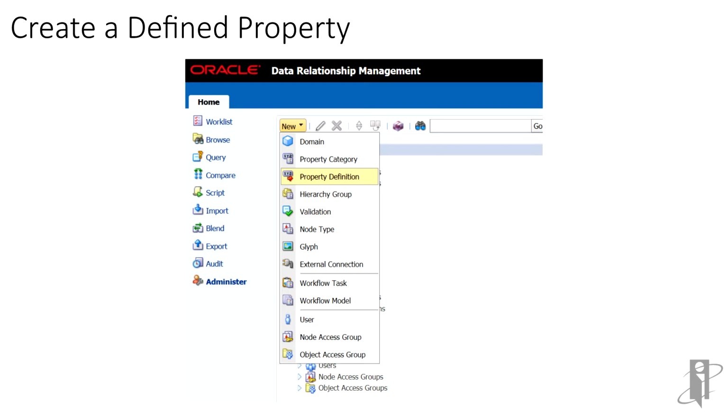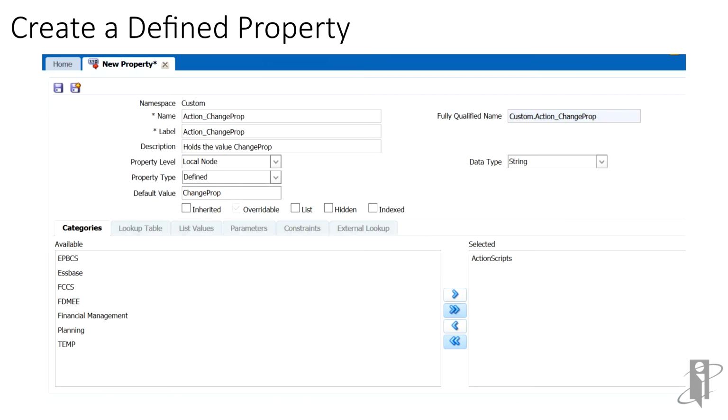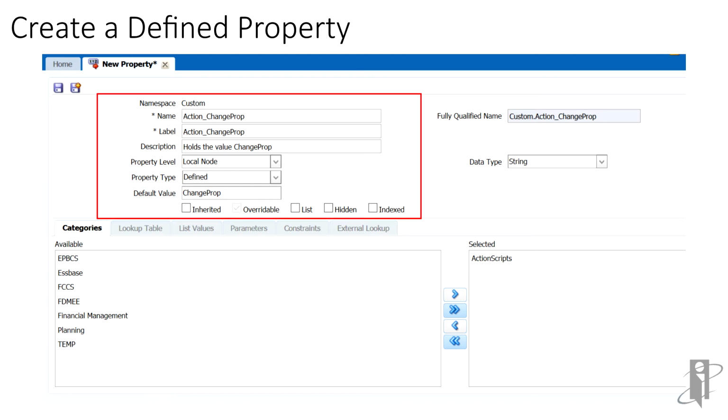Go to the Home tab, click Administer, New, then Property Definition. I'm naming my property Action_ChangeProp. You can fill in a description in the description area if you wish. I chose to describe my property as holds the value change prop. Next, type in the word change prop into the default value field. Note that I've assigned this property to the action scripts category that I've created before. Now save the property.